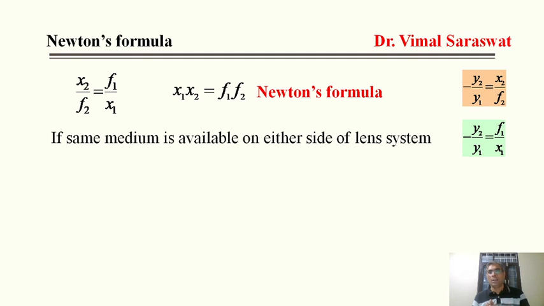So on the left side of lens system and on the right side of lens system, if mediums are same, then the focal lengths will be equal. So f1 equal to minus f2 equal to f, and hence the Newton's formula in this case will be x1x2 equal to minus f square, because by substituting f1 equal to f and f2 equal to minus f, we get x1x2 equal to minus f square. So this is the Newton's formula when the same medium is available on either side of lens system.